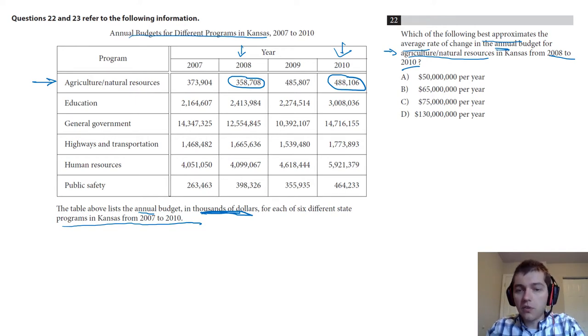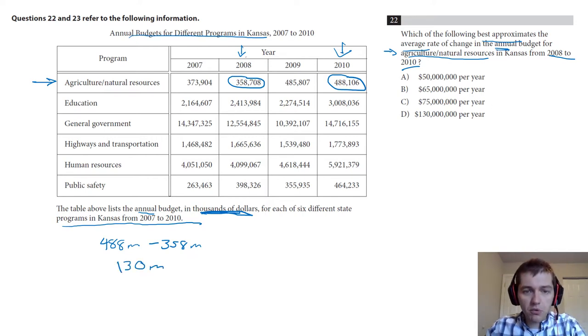So what you have here, they're looking for the annual average rate of change. So you have from 2010, you had about $488 million as a budget. And in 2008, you had about $358 million as a budget. And of course there are numbers after that, but they're asking for an approximate. They're rounding to the nearest, it looks like 5 million in their answers. So you don't need to worry about carrying all those places. So you have 488 minus 358 million. What you end up with is 130 million change.